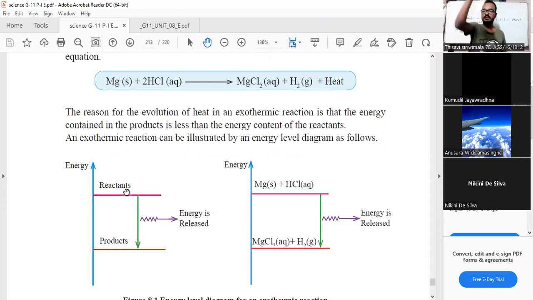Energy will be dropped because of the releasing of energy to the environment.